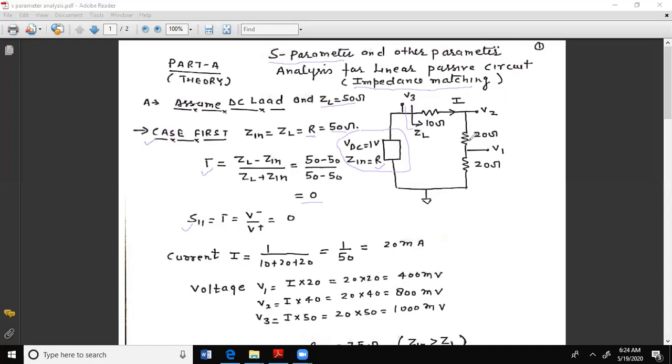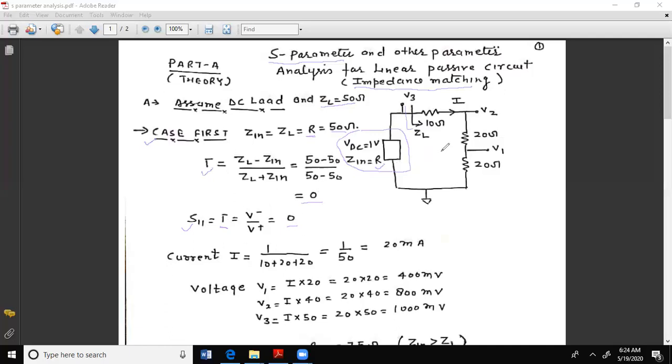So there is only one parameter, S11. If it is a two port, it has four parameters: S11, S12, S21 and S22. But here we are discussing only the single port. So this is S11, and in a single port, S11 is always equal to the reflection coefficient, which is the reflected voltage upon the incident voltage. So the value of S11 is always 0 in case of perfect matching.